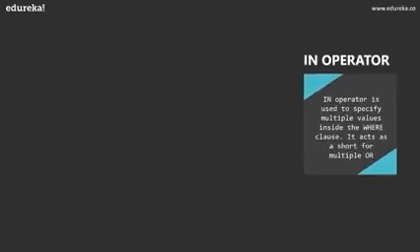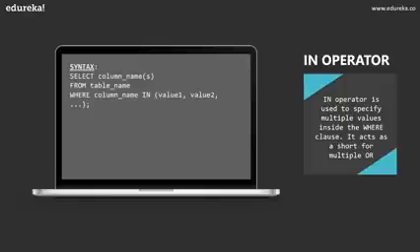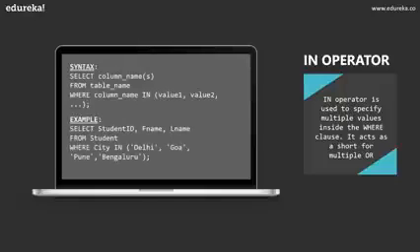Next, let's discuss in and between operators. In operator is used to specify multiple values inside the where clause. It acts as multiple OR. Let's look at the syntax. Select column from table where column in value.